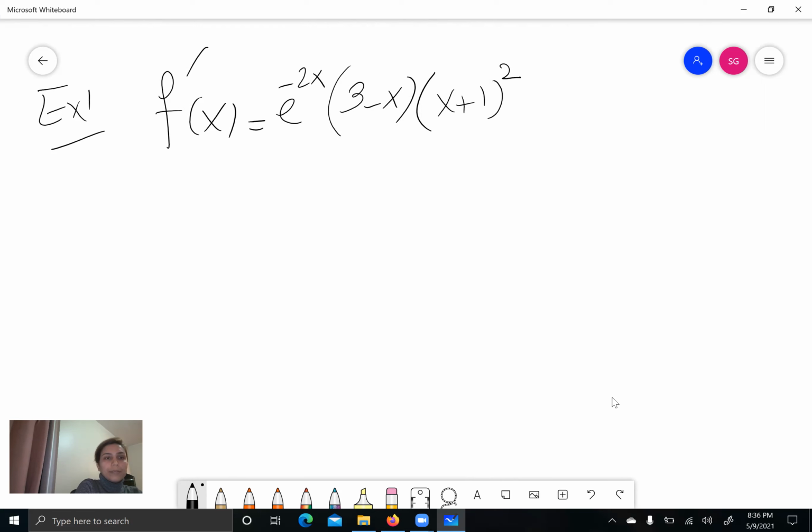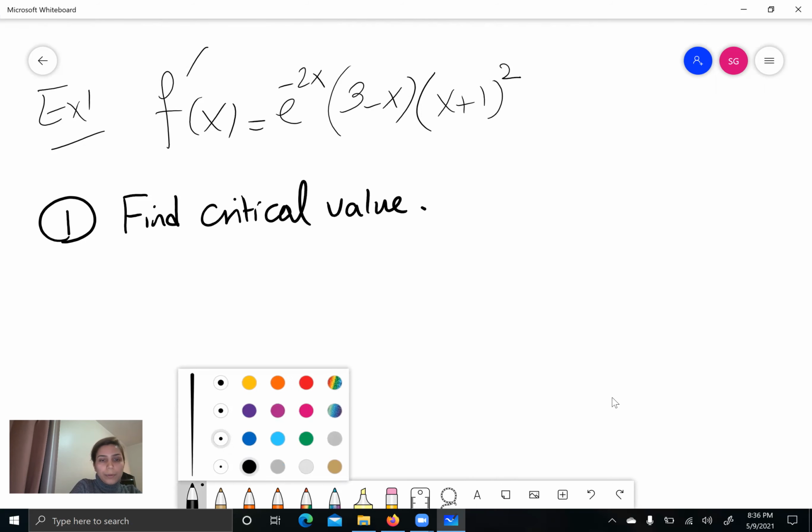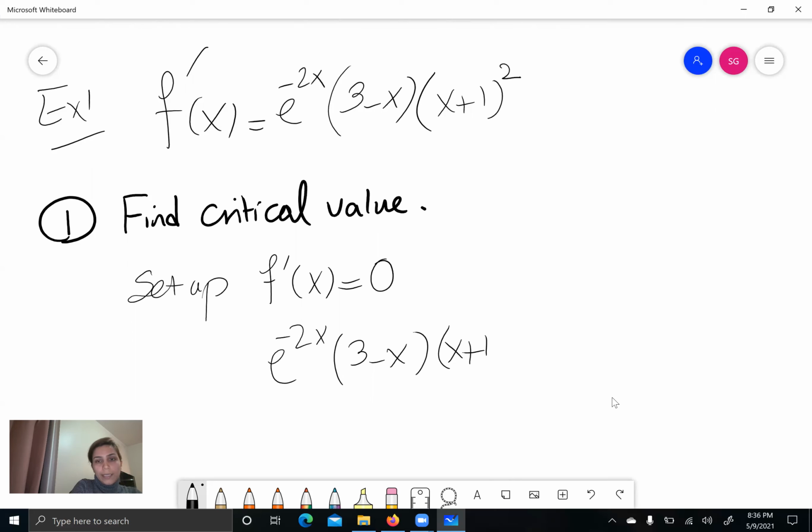So the first step is find critical values. How should we find the critical values? Set up f prime of x equals 0, and solve it so that we can find the values that make the derivative equal 0. Which means that we need to put the formula of the derivative equal to 0 and then solve it for x.